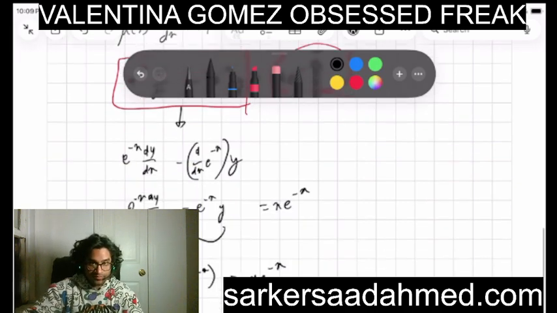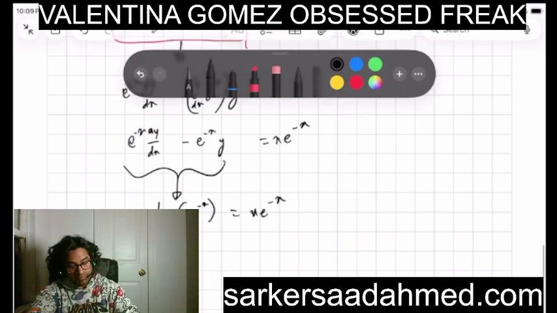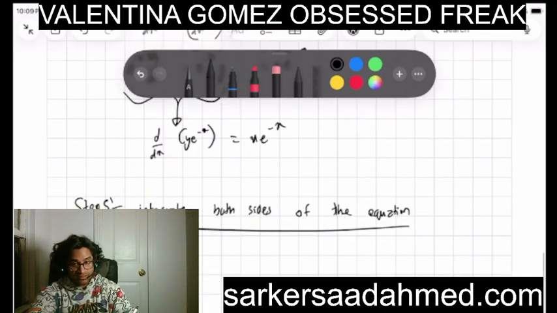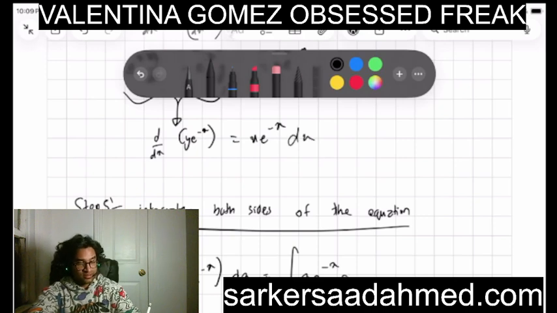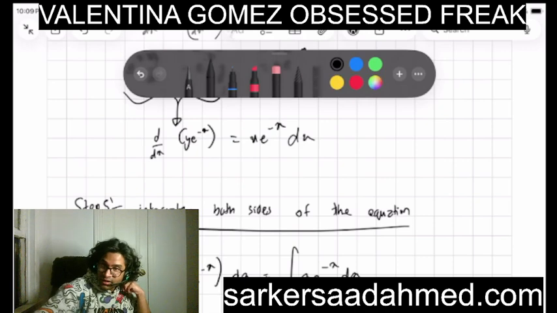So we got an equation, right? Now we're going to integrate both sides of the equation. So now I'm going to integrate d by dx of y e to the power minus x dx is equal to x e to the power minus x, that will be dx, right?